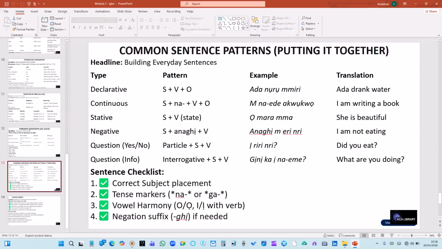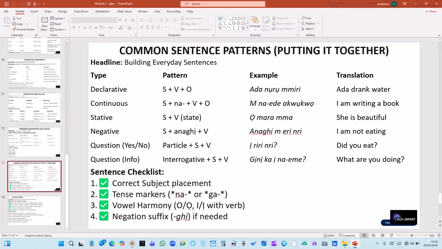Then the question form using yes or no is the particle plus the subject plus the verb. So, ị riri nri, did you eat? Using the particle, which is ị plus the verb plus the object, that will give you the question form. Then the information question is the interrogative plus the subject plus the verb. Gịnị ka ị na-eme? What are you doing?